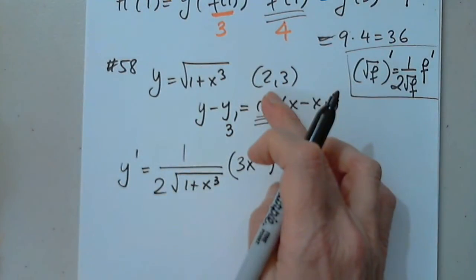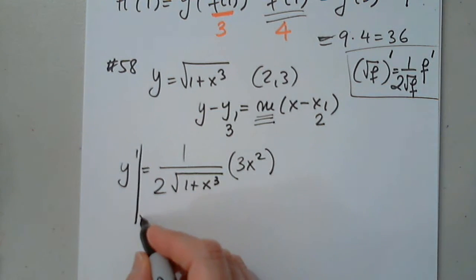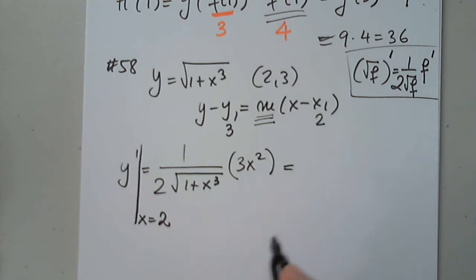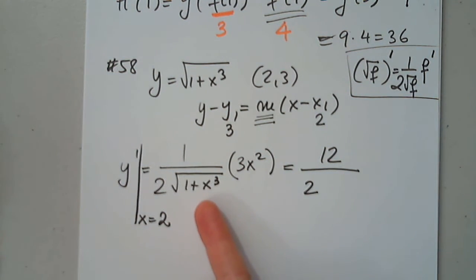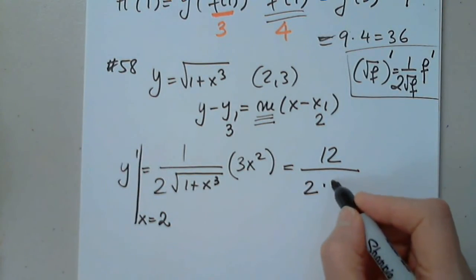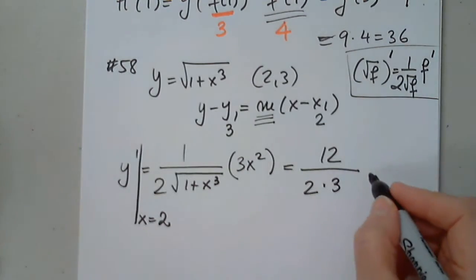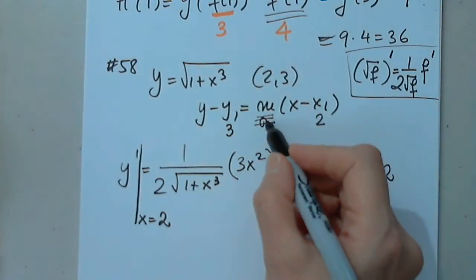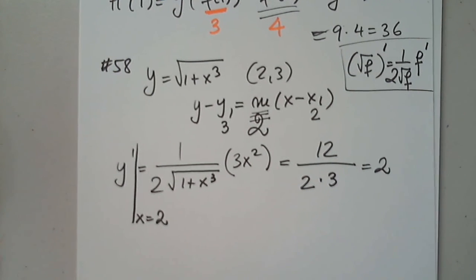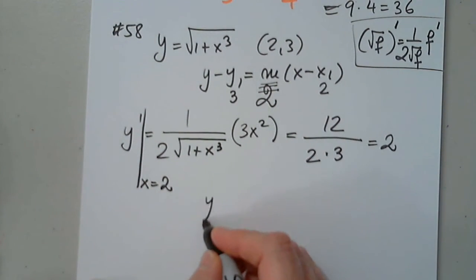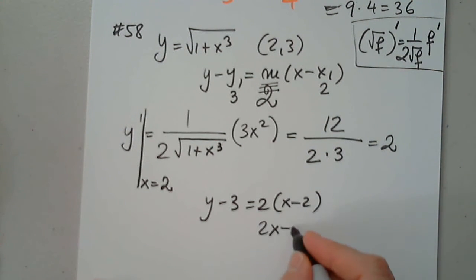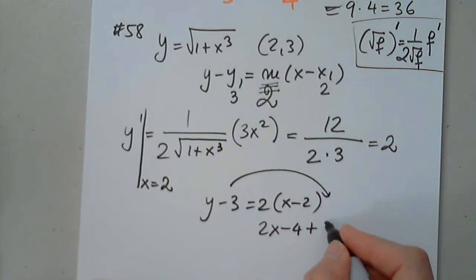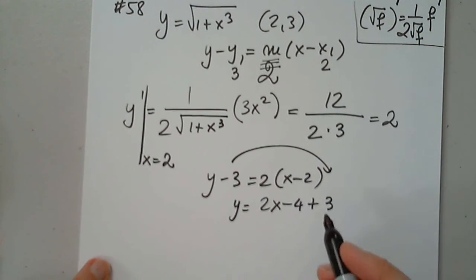All I have to do now is plug in x when x is 2. 3 times 4, 12, over 2 times the square root of 8 plus 1, which is 9. The square root of 9 is 3. 12 divided by 6 is 2. So the slope is 2. Then y minus 3 equals 2 times x minus 2, and I distribute: 2x minus 4, plus 3. So I have y equals 2x minus 1.